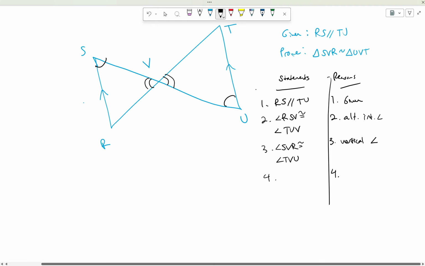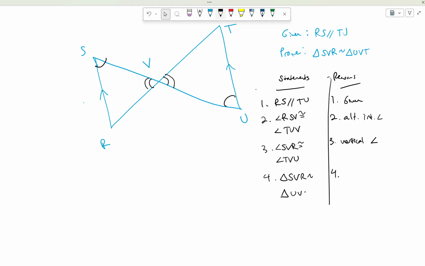And we're there. We've already done it, right? So we have triangle SVR is similar to triangle UVT. Okay, and it has to be S to V, right? 1 to 2. And then this is the third one, SVR.